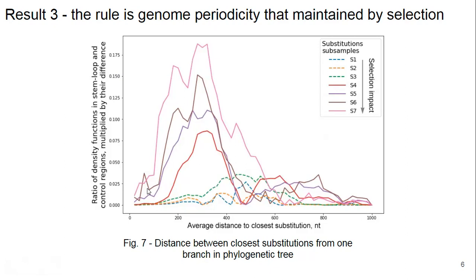Here we propose that in the SARS-CoV-2 genome, there is a periodicity that determines the distance between substitutions, and which is supported by the forces of selection. We suppose that this periodicity is determined by stem loop structures. Thank you for your attention.